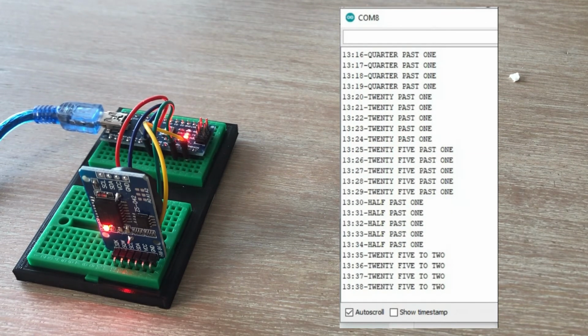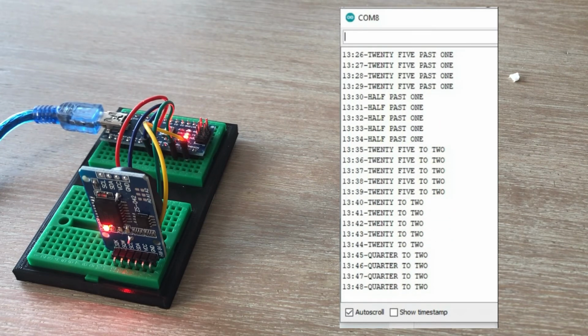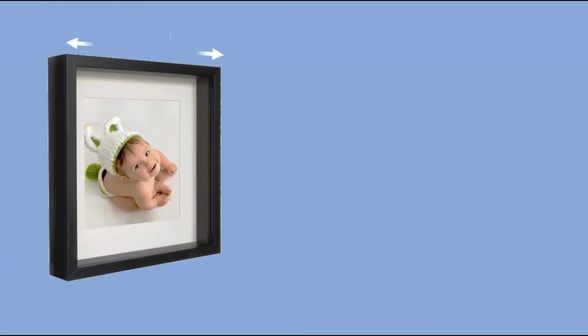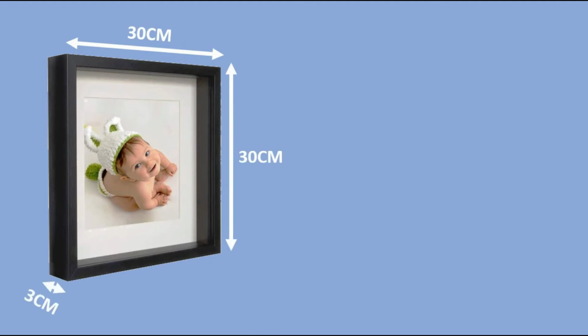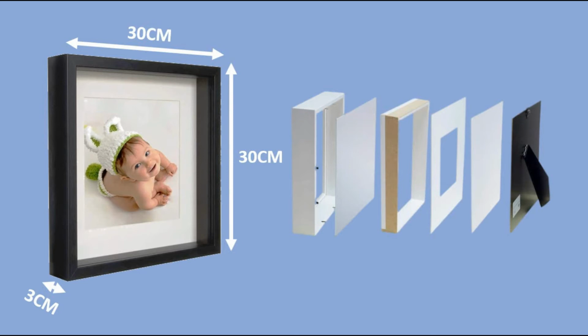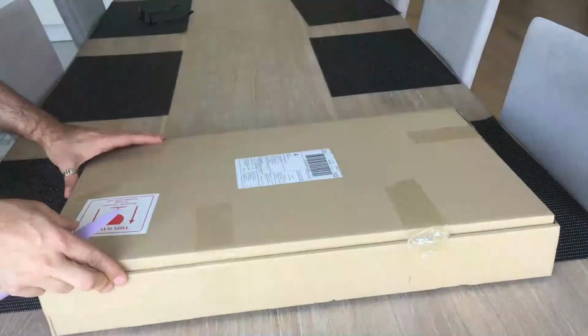Okay, let's leave coding for now. Apart from the technical concept for this project, equally challenging is coming up with its design. I found ideal casing for this clock. It is a thick 30 by 30 centimeters wooden picture frame. It is like made for this project, at least on paper. I ordered it. The package just arrived. Let's check it out.